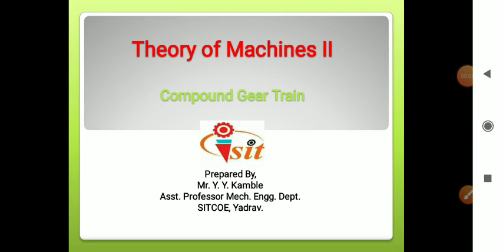Hello friends, today we are going to see the numericals based on compound gear train. In the previous videos, we saw the introduction of gear trains and the types of gear train. First, we saw the simple gear train. Next, we saw the compound gear train, its velocity ratio and speed ratio, that is the train value. Today we are going to see numericals based on the compound gear train.